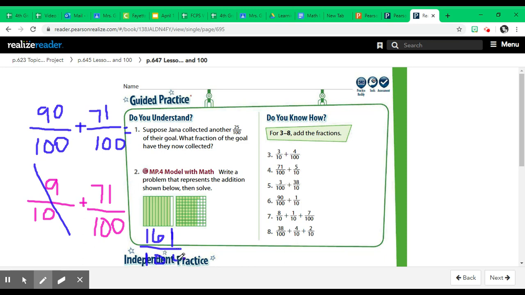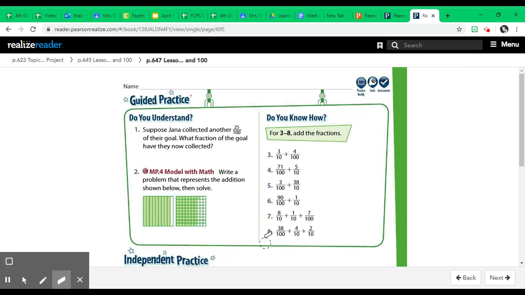Yes. So we want to break out that 100. 161 minus 100 is 1 and 61 hundredths. Great job.